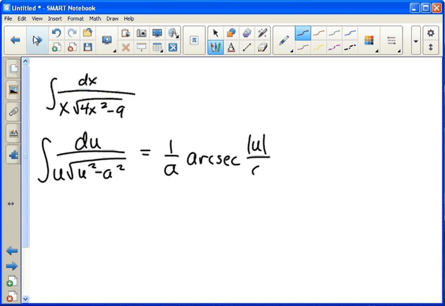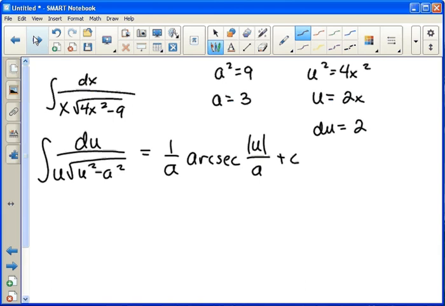Okay, so our a squared is 9, our u squared is 4x squared. That means a is 3, u is 2x, and du would be 2 dx. Now arcsecant is a little more complicated than the other two, and the reason has to do with the u. We have to make this u match just like we have to make the du match. So we've got to make u and du match.